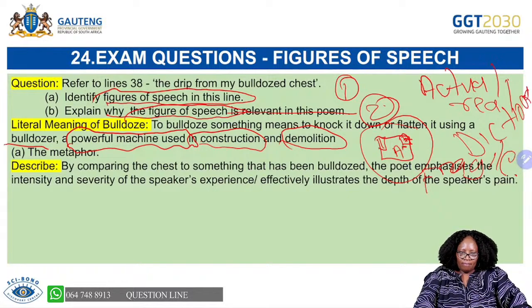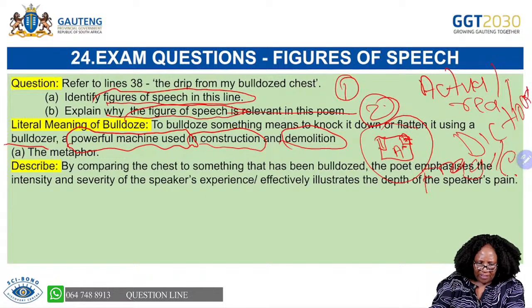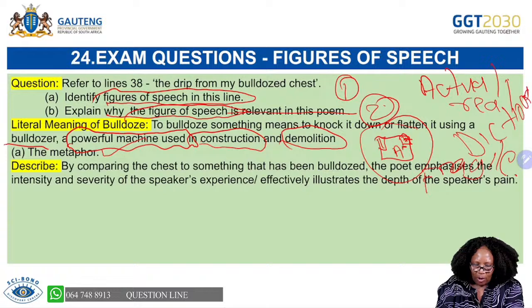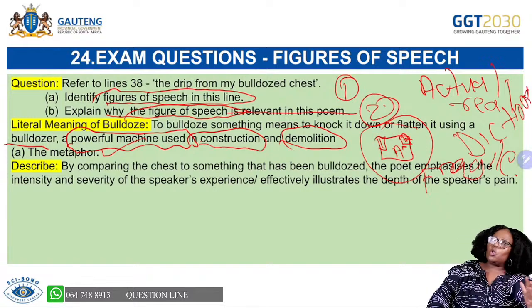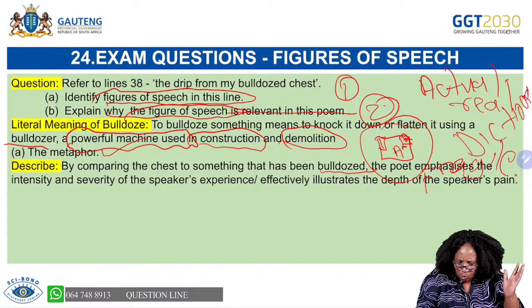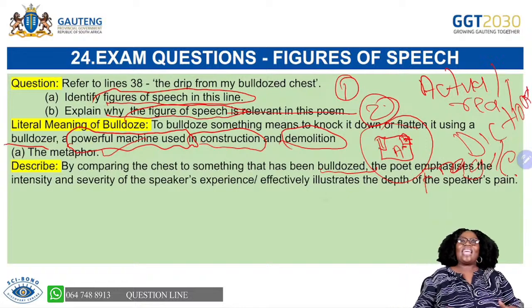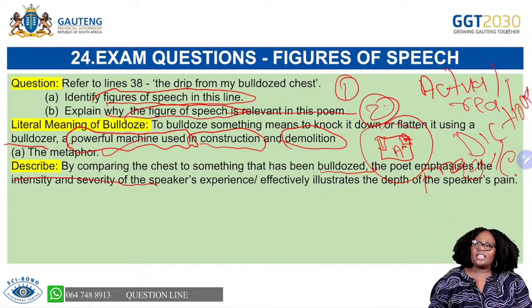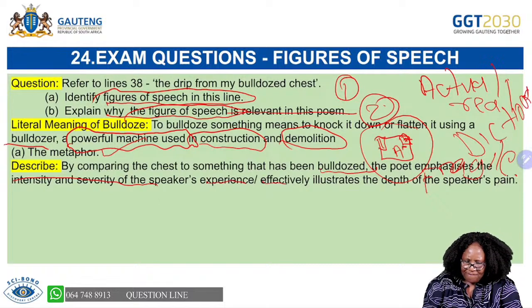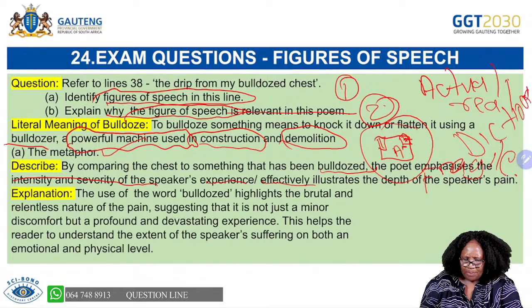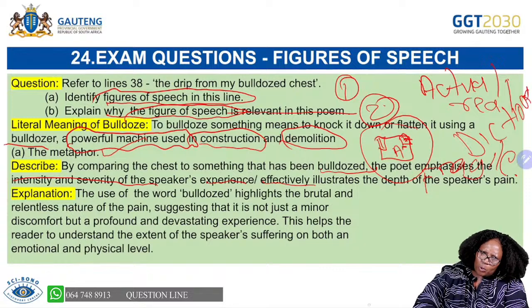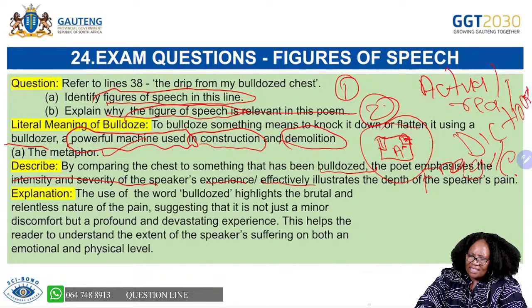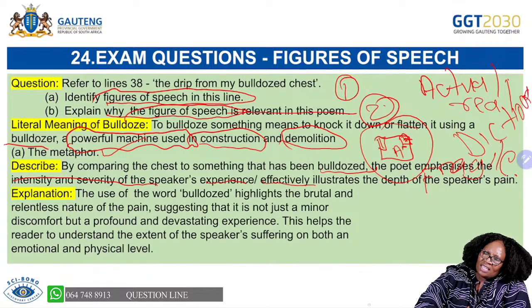So, the first part, identification of the figure of speech: the drip from my bulldozed chest will be your metaphor. Now you describe. You are comparing the chest, a fragile chest, to something that has been bulldozed. The poet emphasizes the intensity and severity of the speaker's experience, effectively illustrating the depth of the speaker's pain. She's feeling pain, isn't it? She has a drip hanging down, and her chest is weak, and she feels that the chest is under severe pain.